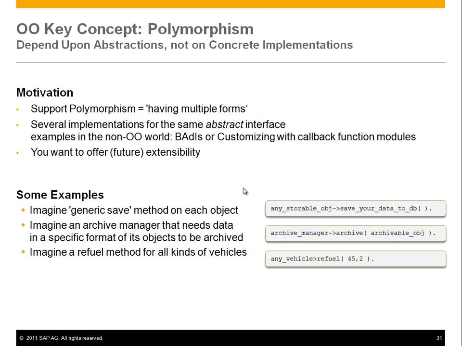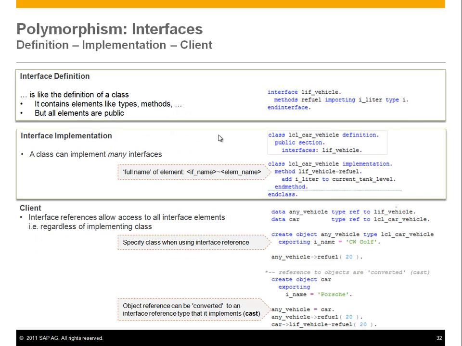And a third example: maybe you have any kind of vehicle and you want to have a refuel method that you would want to be able to call, and it doesn't matter which type of vehicle it is. So this is the kind of thing you want to be able to do, and the question is how you do it. Object-oriented languages typically offer two features for this. The first one we'll talk about now is called interfaces.